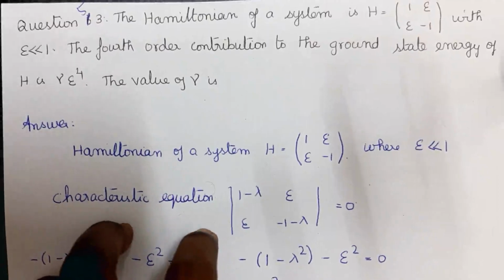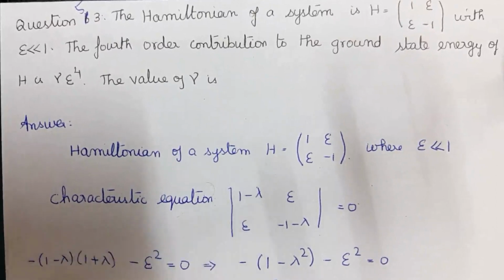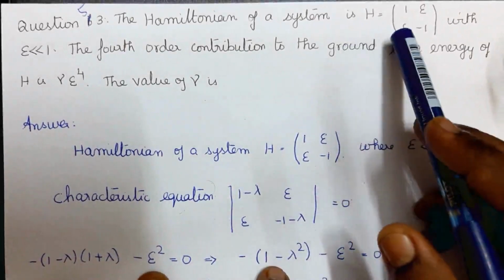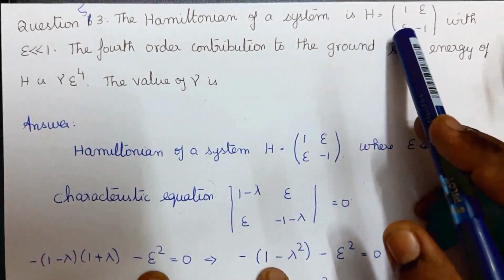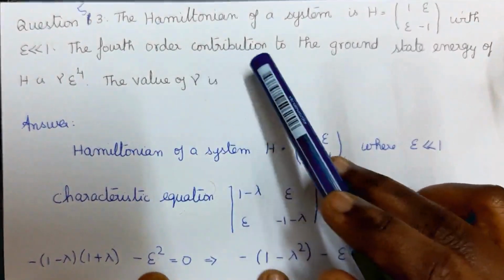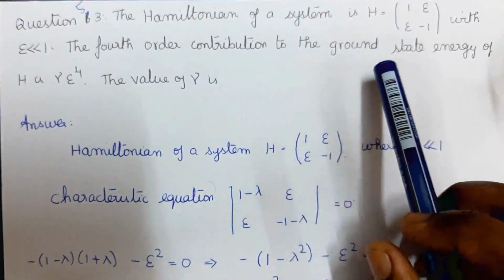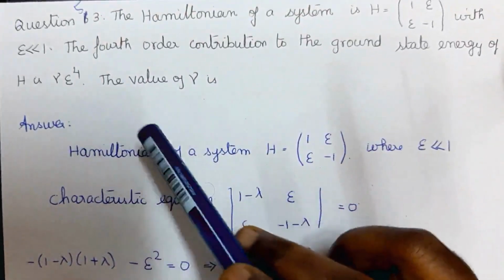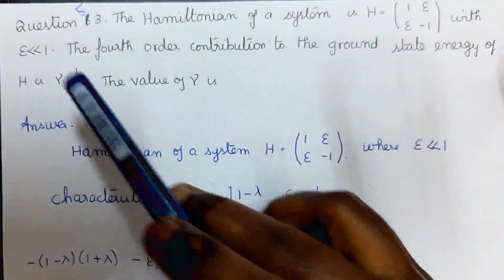Question: the Hamiltonian of a system is H is equal to 1 E, E minus 1, with the energy E very much less than 1. The fourth order contribution to the ground state energy of H is gamma E power 4. The value of gamma is. In the question, they have given a Hamiltonian of a system H and also a fourth order contribution in the ground state energy, that is gamma E power 4. And they have asked us to find the value of gamma.